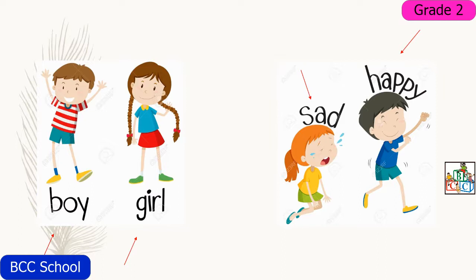H-A-P-P-Y, happy. One more time. H-A-P-P-Y, happy. Alors, what is the opposite of a boy? The opposite of a boy is girl. And what is the opposite of happy? The opposite of happy is sad.